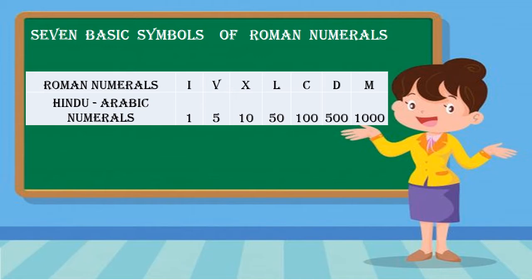Here I have written 7 basic symbols of Roman numerals and also their Hindu-Arabic numerals. For 1, I is used in Roman numbers. For 5, V is used. For 10, X is used. For 50, L is used. For 100, C is used. For 500, D is used. For 1000, M is used. These are the basic 7 symbols of Roman numerals: I, V, X, L, C, D, M, that you have to learn.